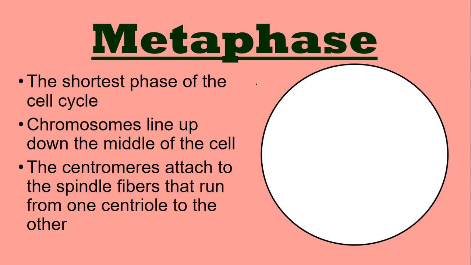After prophase comes metaphase. It's actually one of the shorter phases of mitosis. It's short because not much happens here. So what happens is the chromosomes are going to line up down the middle of the cell. The centromeres, the middle of the chromosomes, are going to attach to the spindle fibers that run from one centriole to the other. So we're going to have our 4 chromosomes line up in the middle, kind of like what you see here.